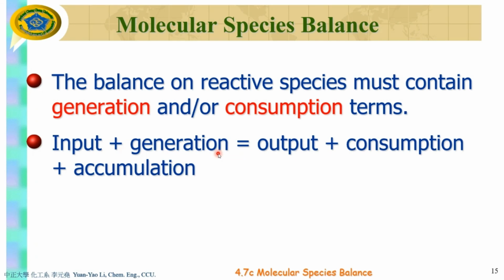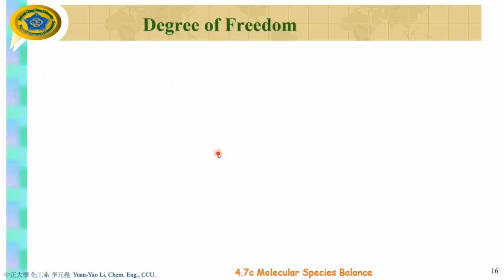So molecular species balance, now let's introduce the concept of the degree of freedom analysis here. A balance on reactive species must include the generation and consumption terms that I just showed you in the previous example. So you have input plus generation equal to output plus consumption plus accumulation. But normally we remove the accumulation term. So what's the degree of freedom?